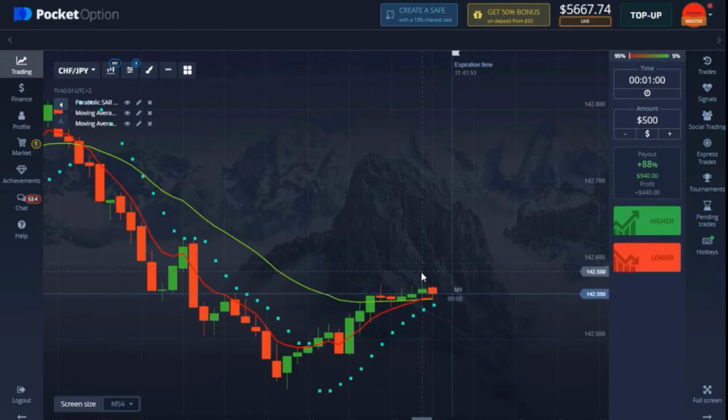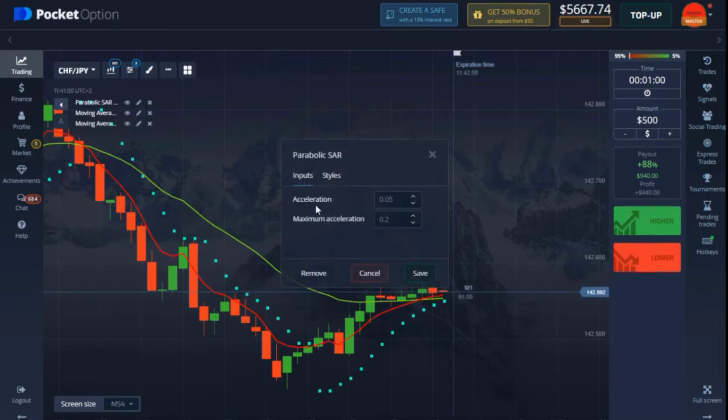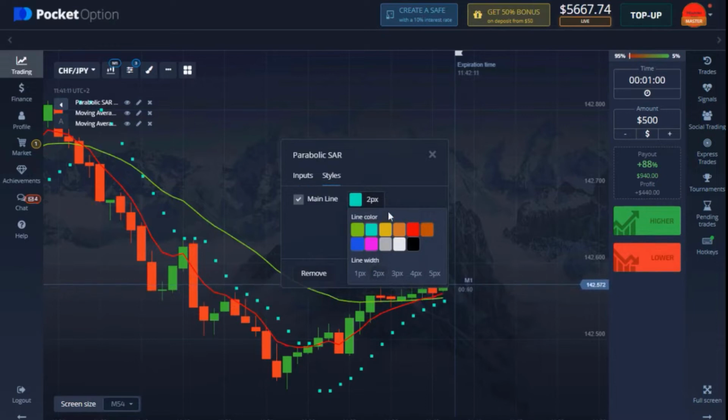Over here we have three indicators that we're using on the strategy. The first indicator I'm using is called Parabolic SAR. The acceleration input is 0.05, while the maximum acceleration is 0.2. Over here I use this color on the main line, and I set the line to 2 pixels. That's pretty much what I do on the parabolic part. When you're done, you hit set.